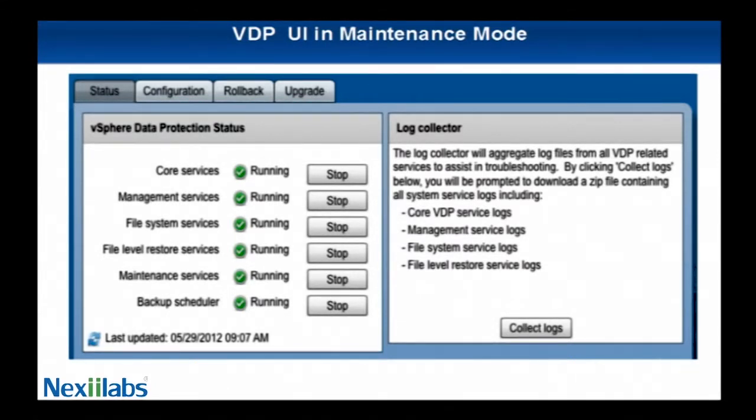finalizes its initial configuration. After initial configuration, the VDP configuration UI runs in maintenance mode. In this mode, functions such as starting and stopping services in the appliance, collecting logs, and rolling back the appliance to a previous valid configuration state are performed.